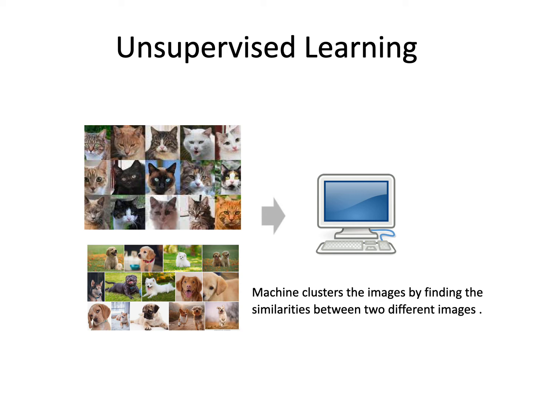unsupervised learning. Let's say we give the machine 10 images of cats and 10 different images of dogs, and the machine does not know how a dog looks like and how a cat looks like. But the machine will be able to cluster the 10 images of dogs together and another 10 images of cats together. And the machine does this by finding the similarities between two different images and will be able to cluster them together. So the process by which the machine learns from the data without providing any labeled information is unsupervised learning.